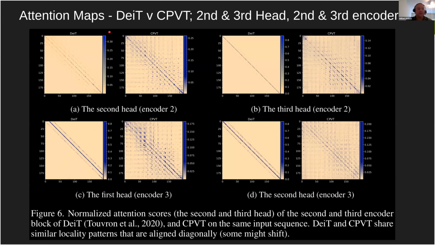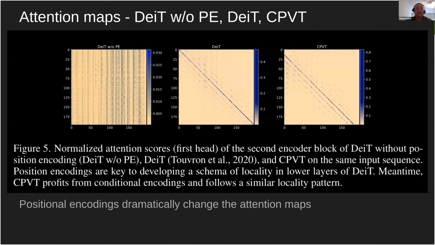So basically, they're comparing CPVT and DIT, but at different heads and different encoder layers. So it looks like, assuming they didn't cherry pick this in extreme, that DIT has this almost like identity matrix for its attention. But CPVT has more diffuse attention, which, I mean, it's doing better, so I assume that's better. But without positional encodings, it's so diffuse that it's probably not useful.